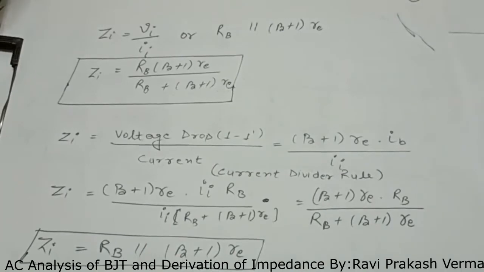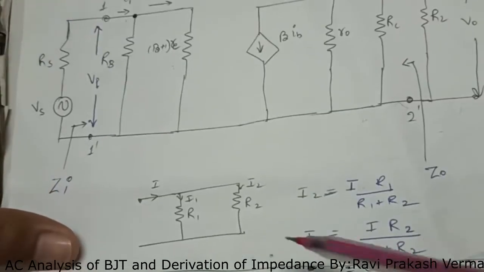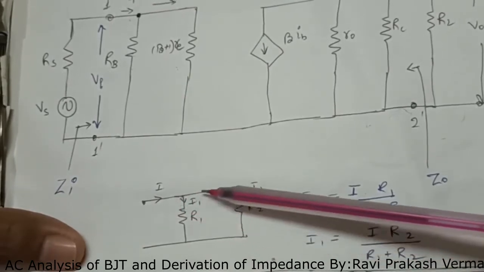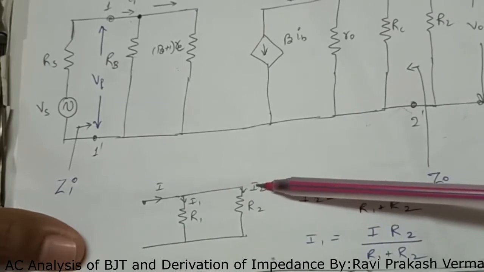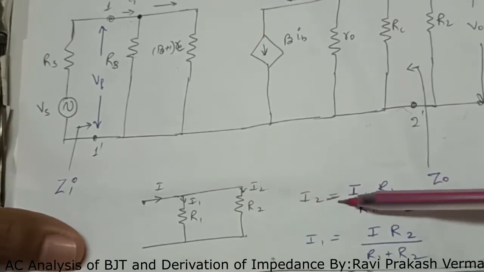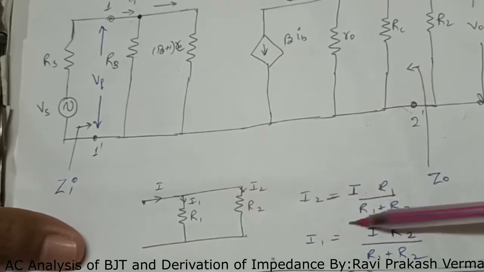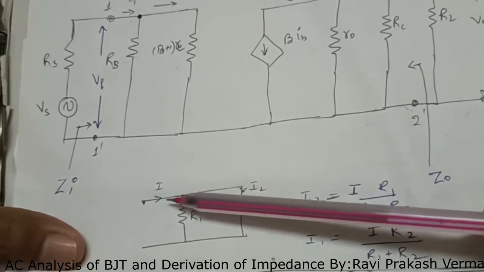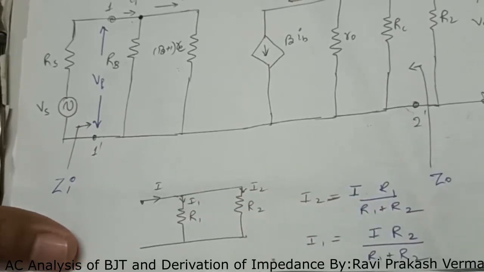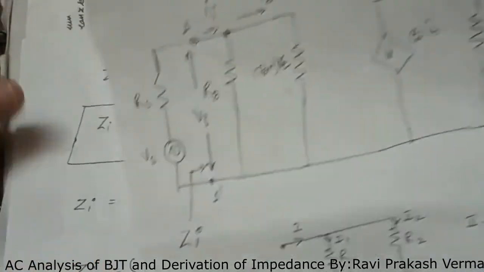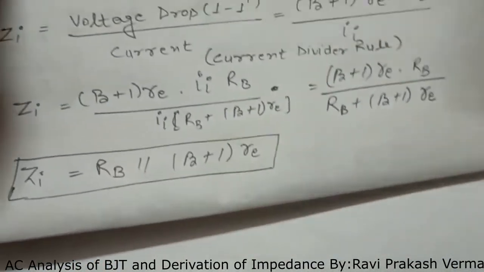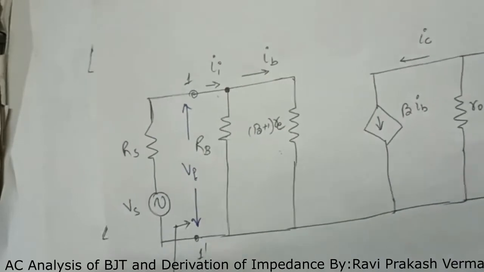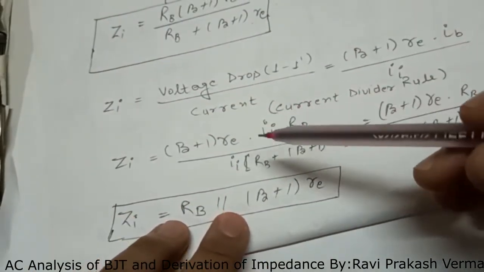And also we know from the current divider rule that if a current I is flowing into these two resistances, then the value of the current I2 can be found by multiplying the current I into R1 upon R1 plus R2. In a similar way we can find I1 is equal to I into R2 upon R1 plus R2. From this same relation, in this circuit we can write a relation between Ib and Ii.